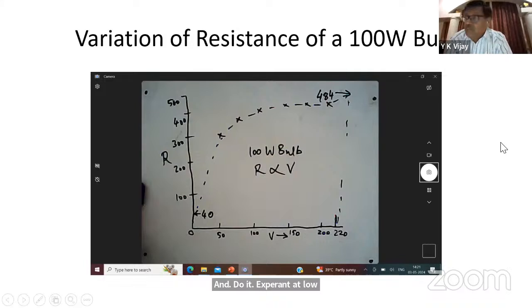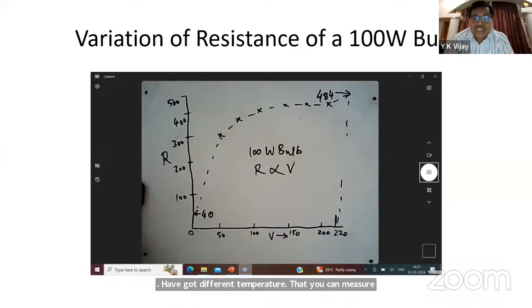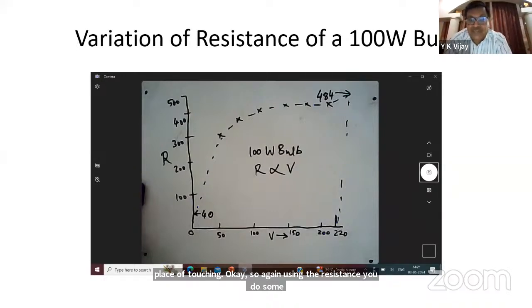Even the surface of bulbs of different wattage have different temperatures, that you can measure with the help of a thermistor in place of touching. So again, using the resistance, you do some calibration and then use that calibrated value to find out the temperature.